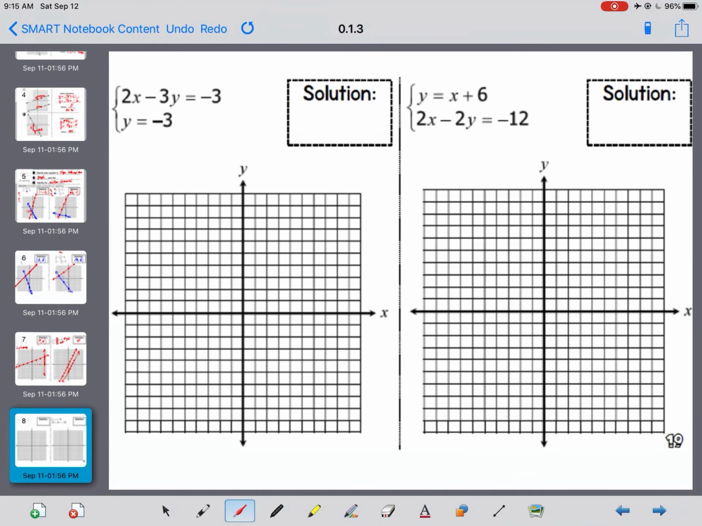y-intercepts. All right, you try these two, give it a pause, take it a try, graph the lines, make sure that they're y equals first. Notice that this one's not and this one's not, so make sure it says y equals first, then graph.